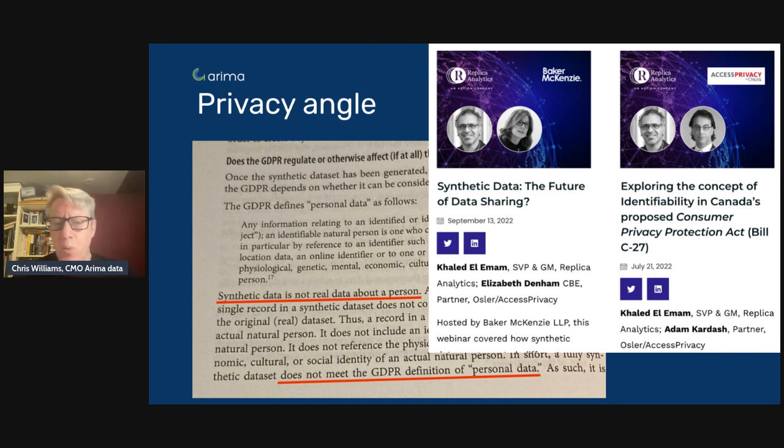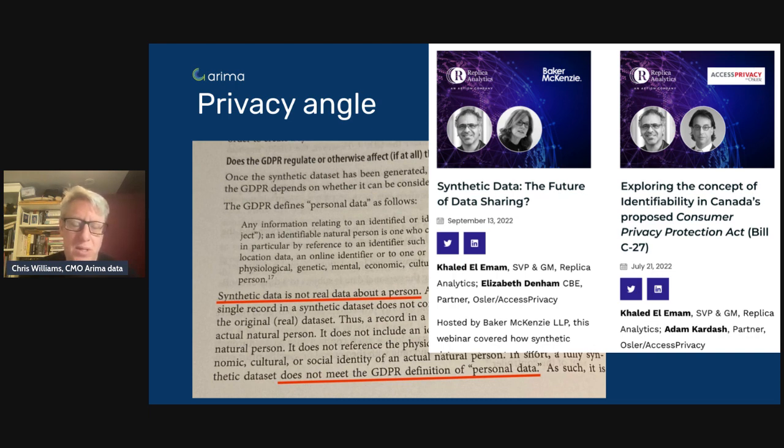They have a webinar talking about the future of data sharing using synthetic data. Over on the right, you have Adam Kardash over at Osler, talking about the identifiability of Bill C-27, and again how synthetic data applies there. Then the quote from the page looks into privacy law, in this case GDPR, and asks the question: does GDPR apply to synthetic data? The answer is no, it doesn't.